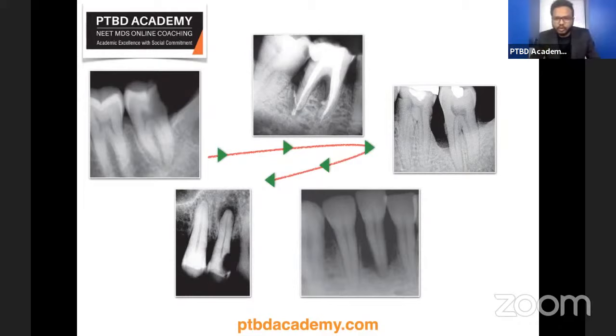And then if you move on to 5 o'clock, it's a clear-cut case of primary perio with secondary endo. You can see no caries whatsoever, no fractures in relation to the tooth.